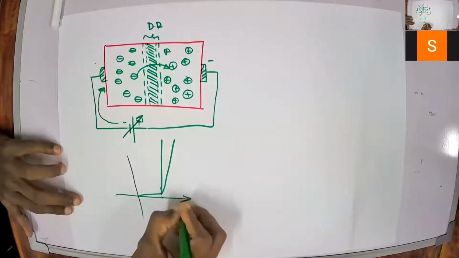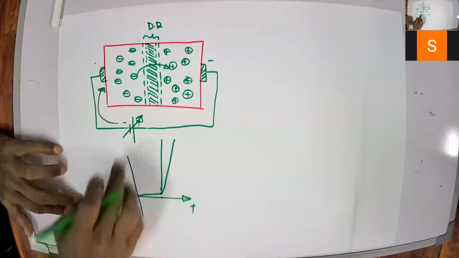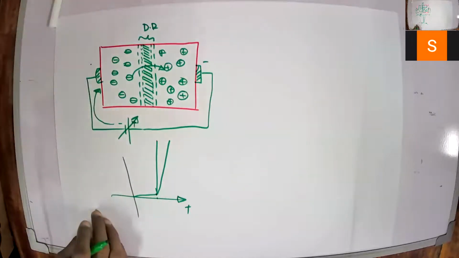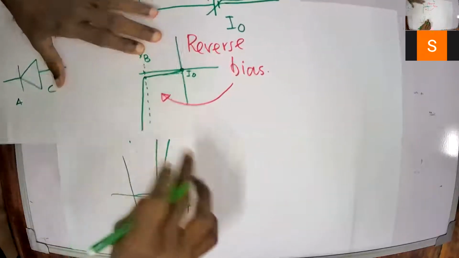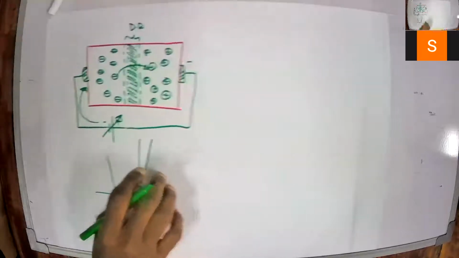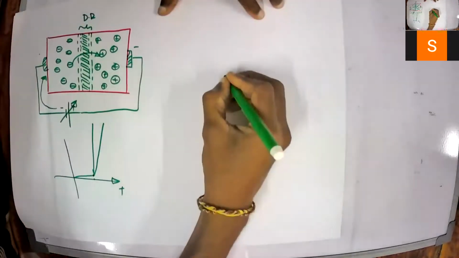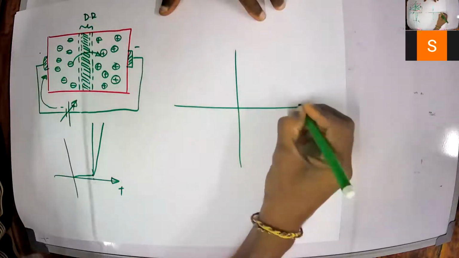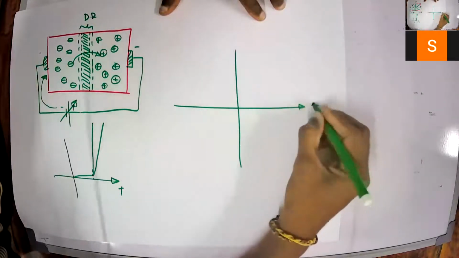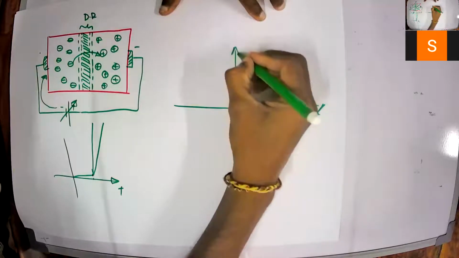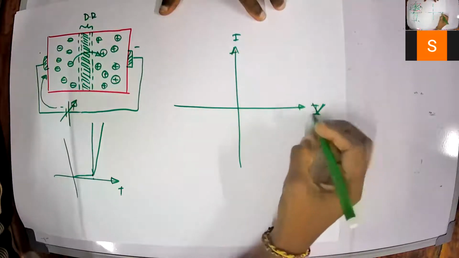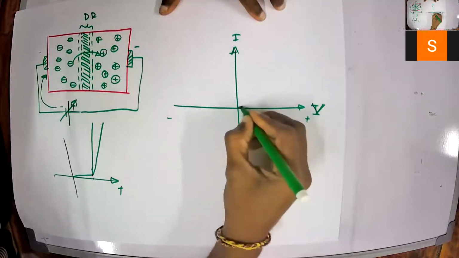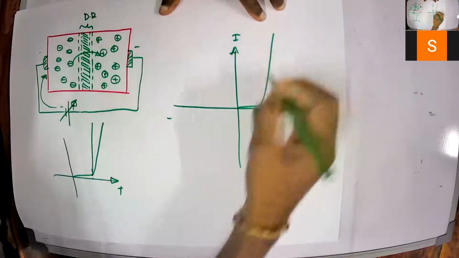Right? So this is positive, since I am connecting plus to plus and minus to minus. So this is called forward bias. Right? If I draw the IV characteristics of a diode, something like this. This is V, this is I, right? So this is plus and this is minus. So I could say in positive, I will have something like this.